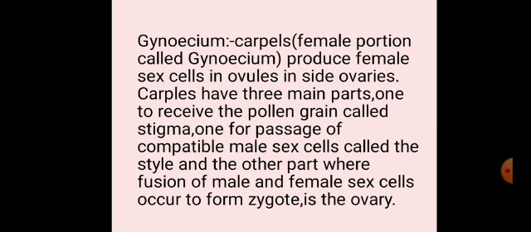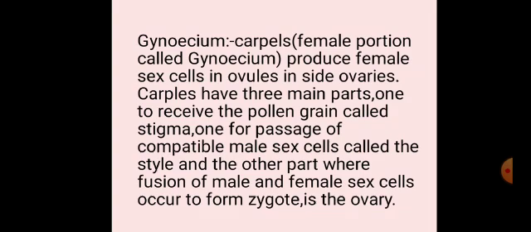It produces the female sex cells in ovules inside the ovaries. Carpels have three main parts. One is to receive the pollen grain, called stigma. One is for passage of compatible male sex cells, called style. And another part, where the fusion of male and female sex cells occurs to form zygote, is the ovary.